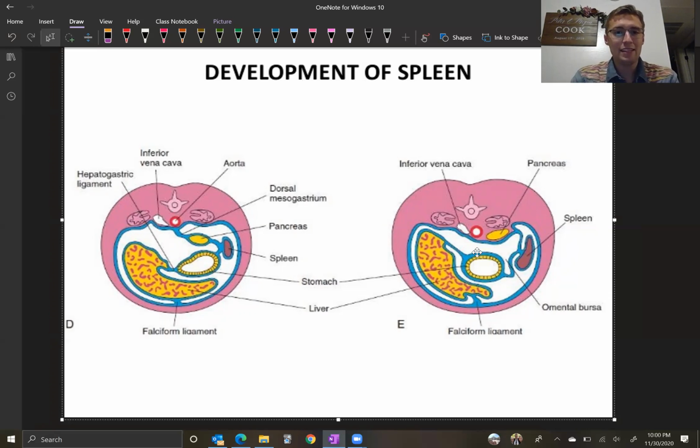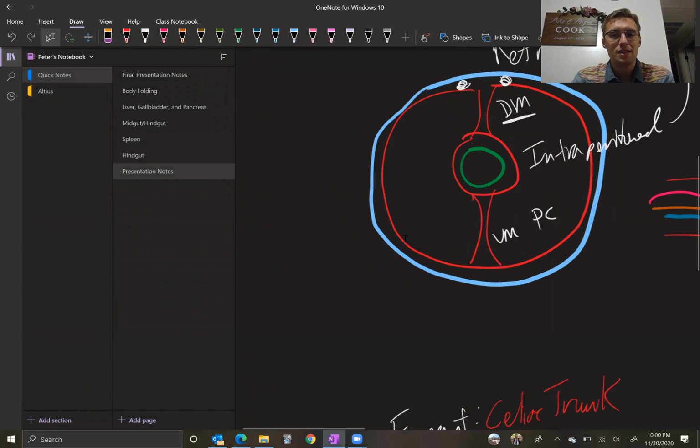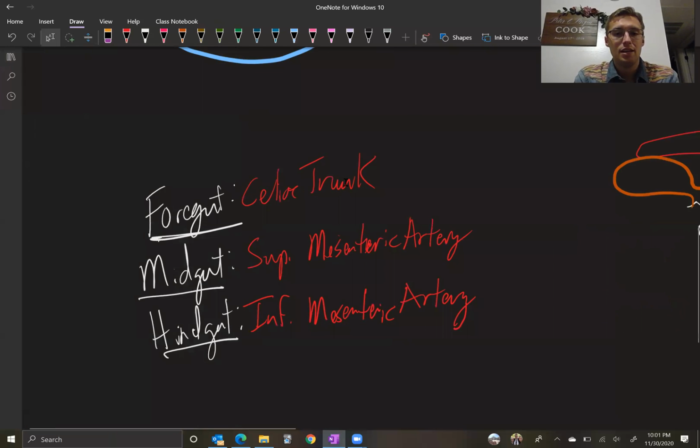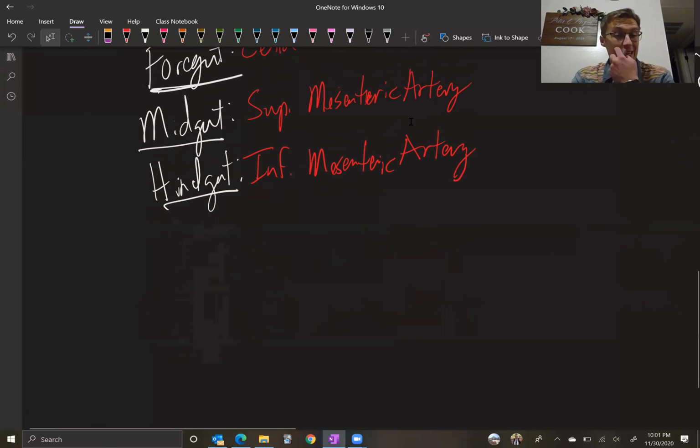And that's the majority of what we talked about, going back to our presentation notes for the foregut: the spleen, the stomach, the pancreas, gallbladder, the liver. We're going to move on and talk a little bit about the midgut. So let's move down. As we mentioned, it receives its vasculature through the superior mesenteric artery. That's its blood supply.